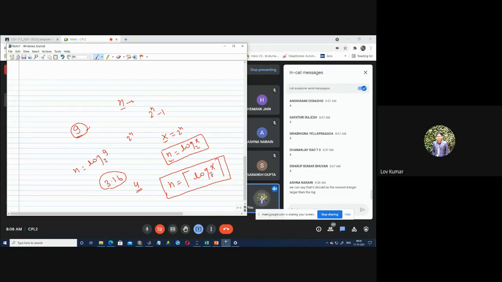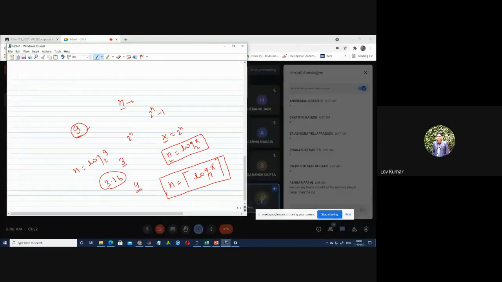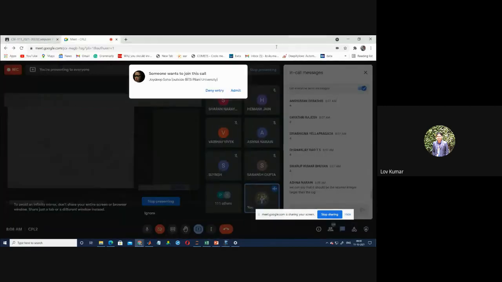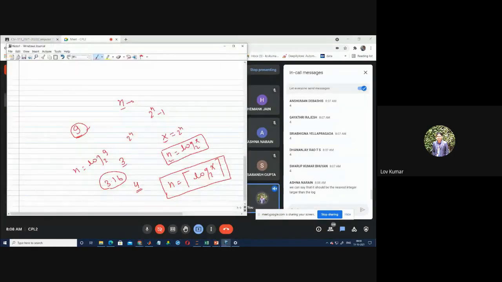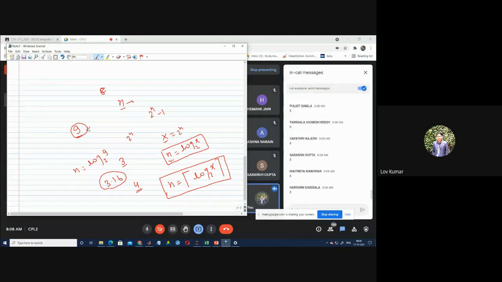Okay. Now someone is saying, can we take the nearest integer? If you are taking the nearest integer, what is the number of unique address you will generate? Anyone? If you are taking 3, what is the number of unique address we generate? 8. But our requirement is to generate 9 address.